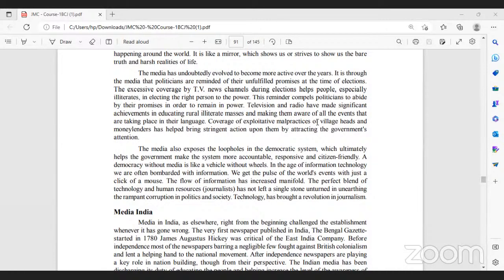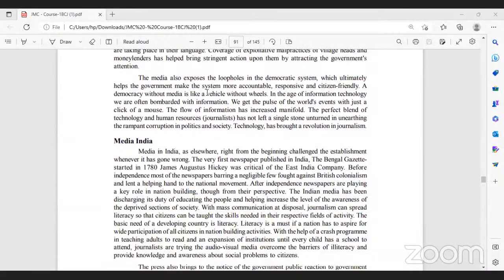So in the age of information technology, where we have lots of information flow coming up, and we get the pulse of world events with just a click of a mouse, just a click away. So we see that the perfect blend of technology has to be done in the interest of society. We can as well conclude that technology has brought a revolution in journalism.